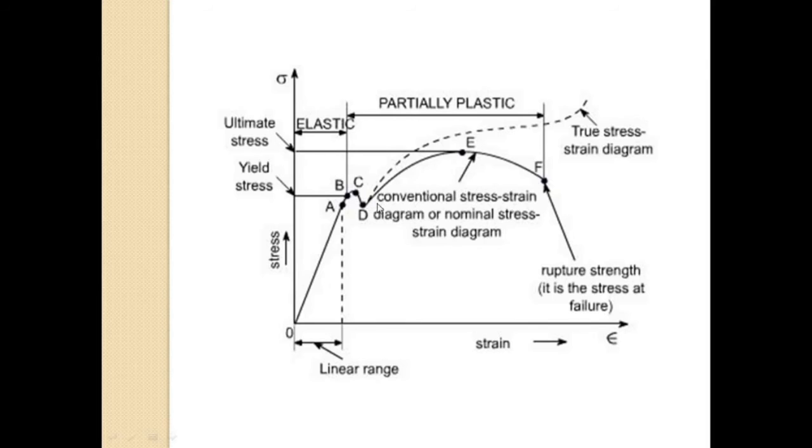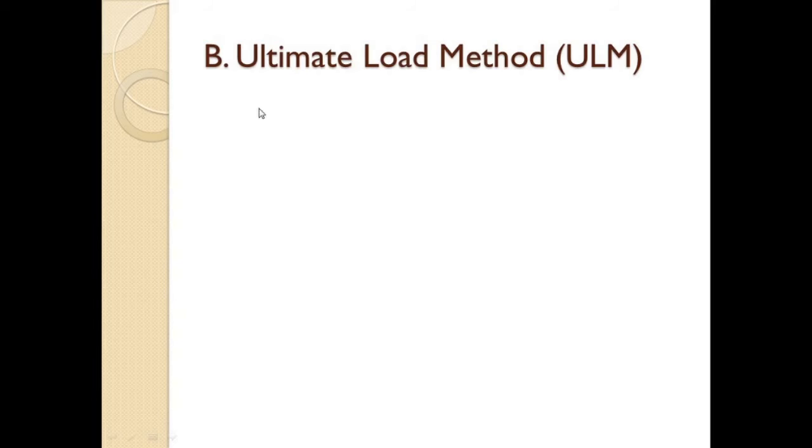After that we use the method called the ultimate load method, that is, the load factor method or plastic design method. In this method, with the growing realization of the shortcomings, meaning the disadvantages, of WSM and increased understanding of the behavior of structural steel at ultimate load, this method evolved and became an alternative to the working stress method. The safety measure is introduced in this method by an appropriate choice of load factor.